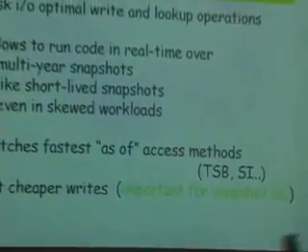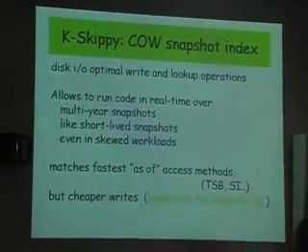So this is the first index for copy-on-write snapshots that is both write optimized, because writing those extra sequential logs is cheap, and also read optimized. You can scan. And what it essentially does is bring down the cost of scanning a long-lived snapshot in a skewed workload to the cost of scanning a short-lived snapshot in a uniform workload.